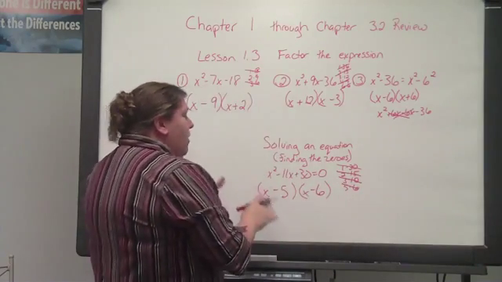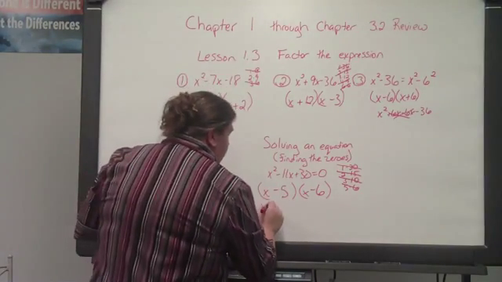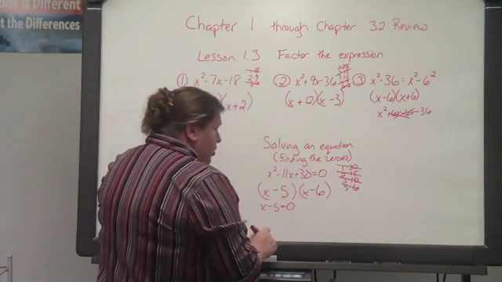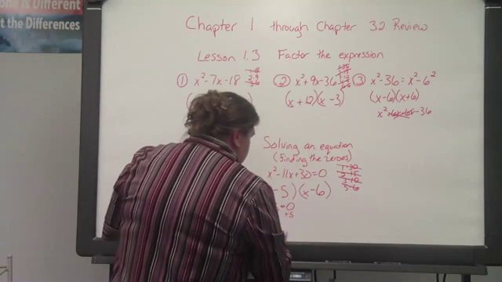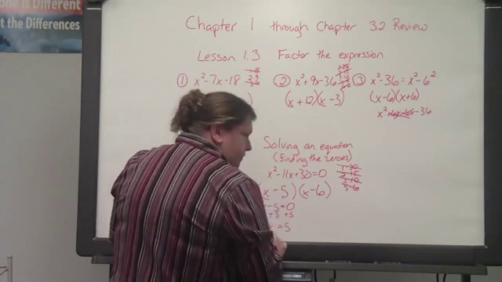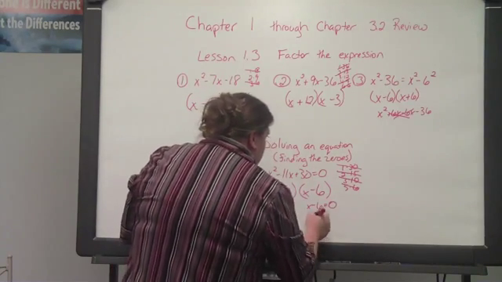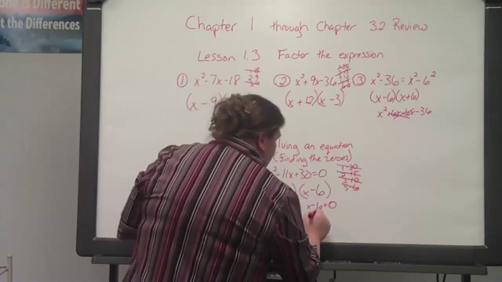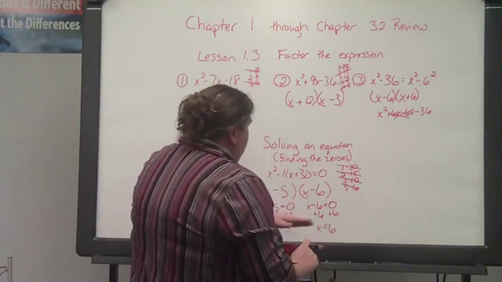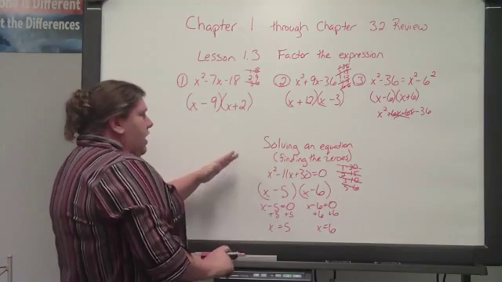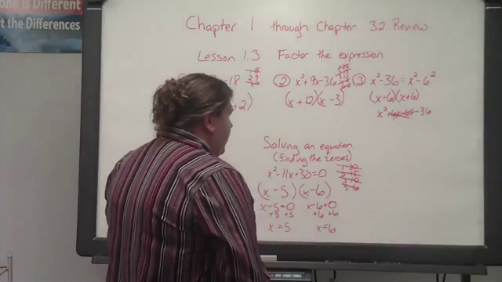Now, once you have the factors, you have to set them equal to 0. So x minus 5 equals 0. You want to solve for x. That means I'm going to add 5 to both sides. So x equals 5. Same thing with x minus 6 equals 0. I want to solve for x, so that means I'm going to add 6 to both sides. So x equals 6. Now we have solved the equation and found the zeros of x squared minus 11x plus 30.